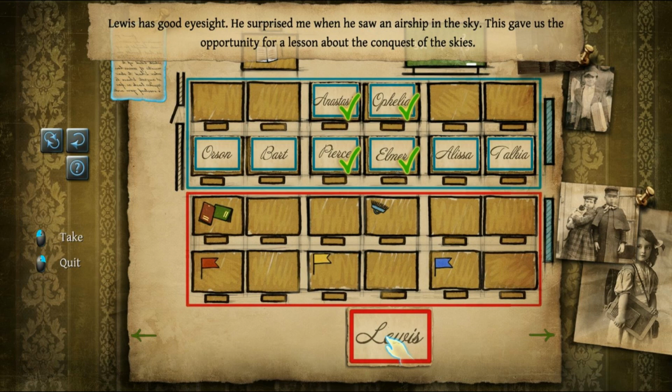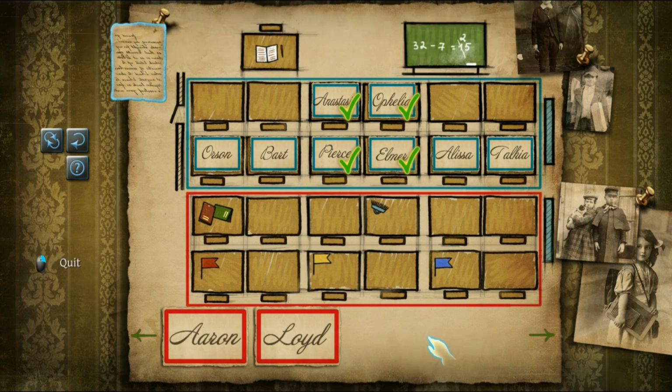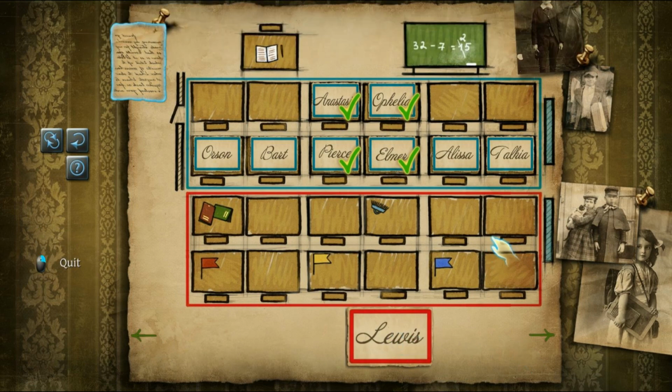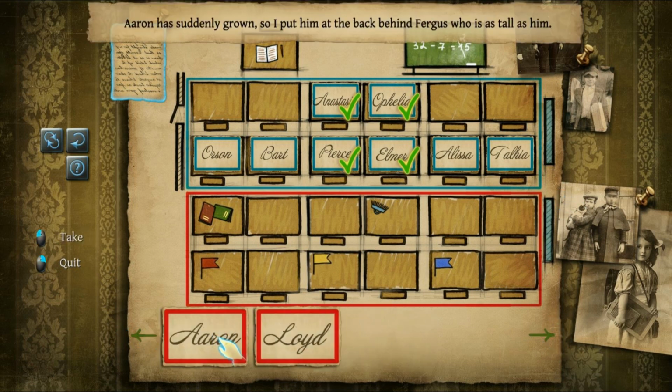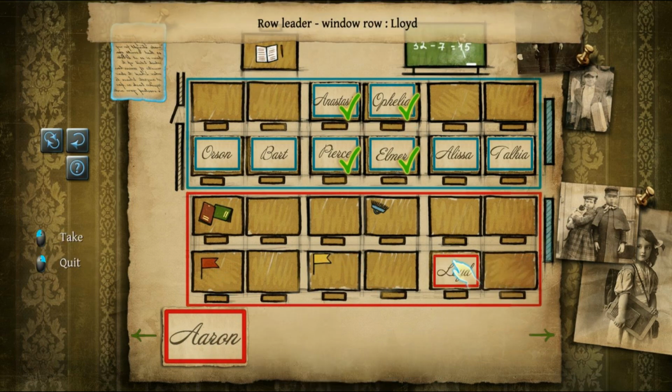Lewis. He surprised me when he saw an airship in the sky. This gave us the opportunity for a lesson about the conquest of the skies. Ah, so he's got to be near one of these window seats. So in the game, I put him at the back behind Fergus, who's as tall as him. Row leader, window row, Lloyd. Oh no, these are the rows. So he's there.